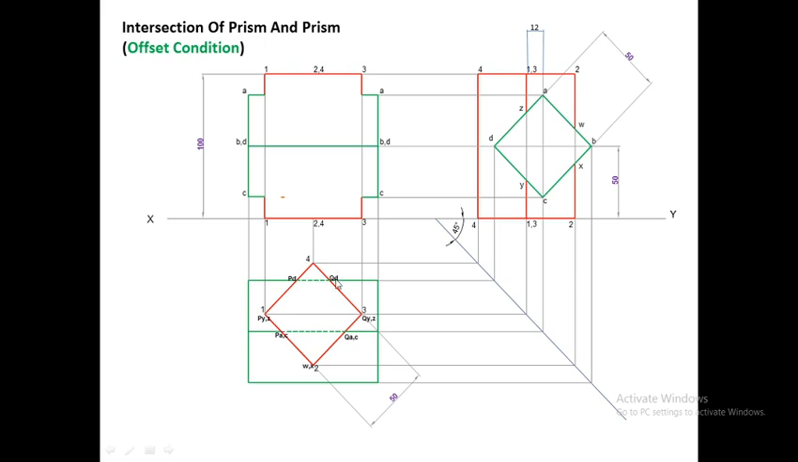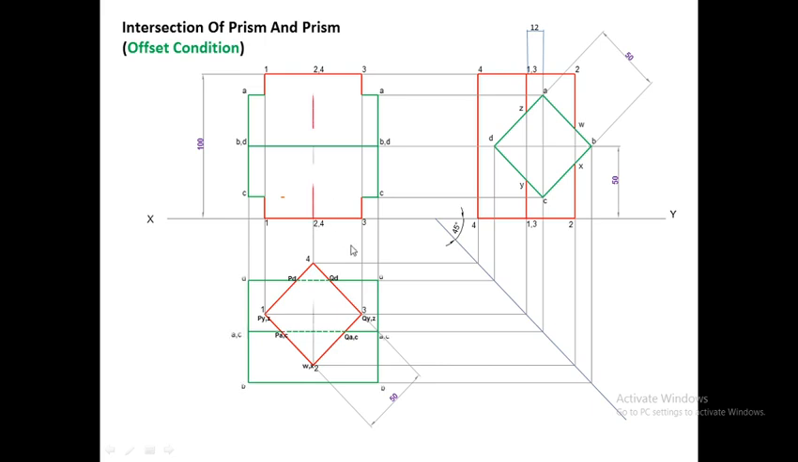Now, why are we marking these points of intersection? These points of intersection are used to draw the lines of intersection in the front view. As in the question it was given, we have to draw what? Lines of intersection. So, in order to draw the lines of intersection, we have to mark the points of intersection first in the side view and then project the points of intersection in the top view. And finally, now we will project all these points in the front view one by one.